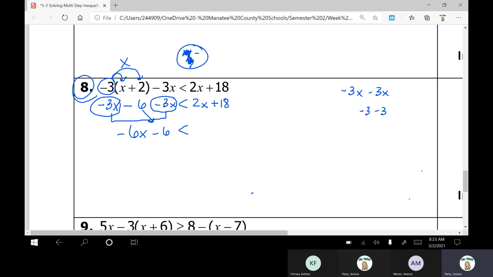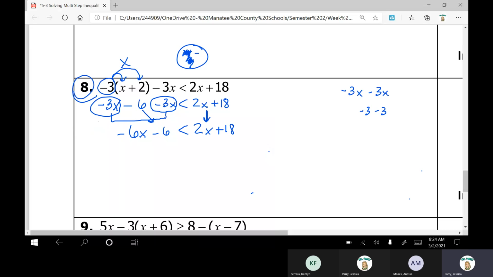Now I'm going to cover up the left side. We're only going to look at the right side, the 2x plus 18. Is there anything on the right side that I can combine? Correct. The answer is no. The 2x has the variable x, the 18 does not, so there's nothing there that we can combine. Let's just copy it down exactly how we see it. 2x plus 18.